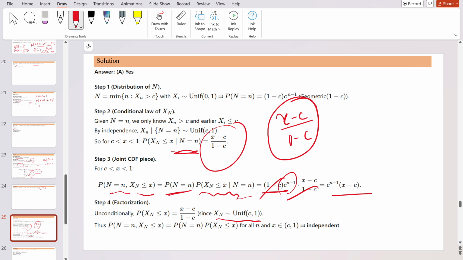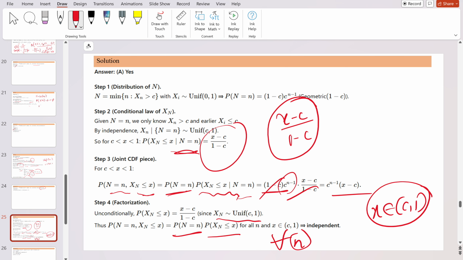So when you try to solve the probability of N equals n such that X_n is less than or equal to x, it is simply equal to probability of N equals n times probability of X_n less than or equal to x. This is for all n, and for the x which belongs to c to 1. So when you see both the values, they come out equal. Whether you take X_n less than or equal to x and at the same time N equal to n, that is equal to taking them separately: probability of N equals n and probability of X_n less than or equal to x.